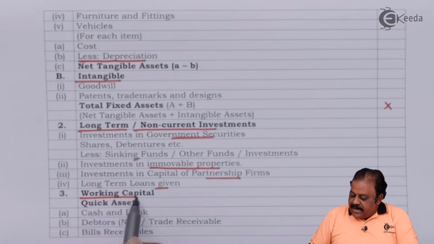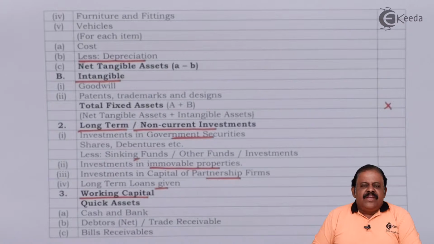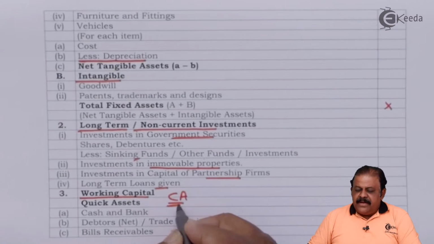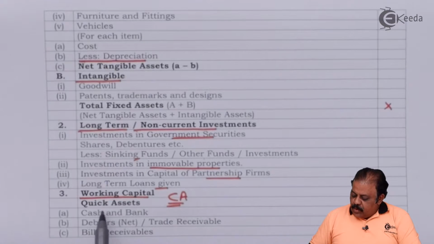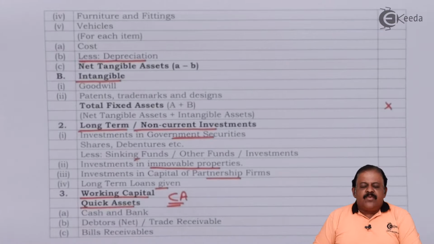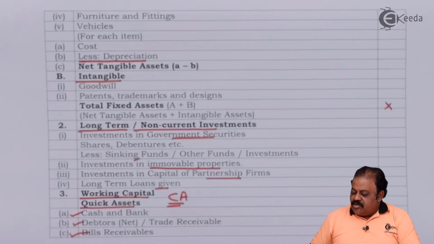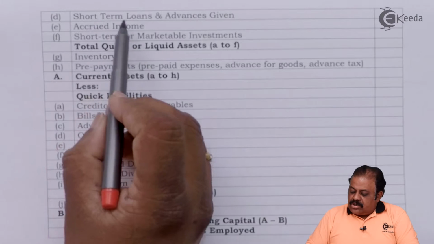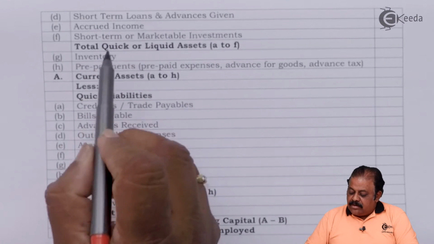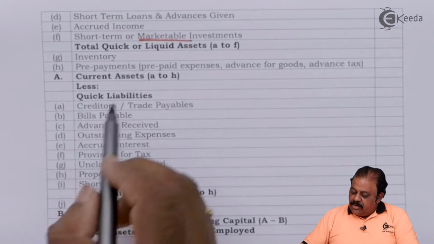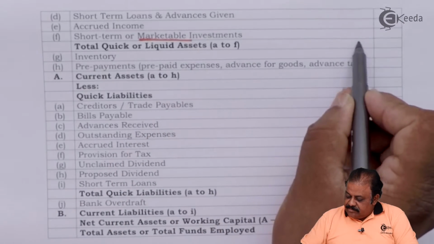The last part is working capital. In working capital we have first current assets. There will be two types of current assets. Quick assets, which can be quickly converted into cash within a short period: cash and bank balance, net debtors, trade receivables, bills receivable, short-term loans and advances given, accrued income, short-term or marketable investments, total of liquid assets.